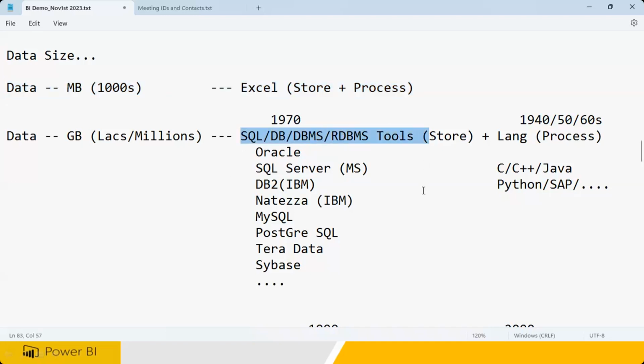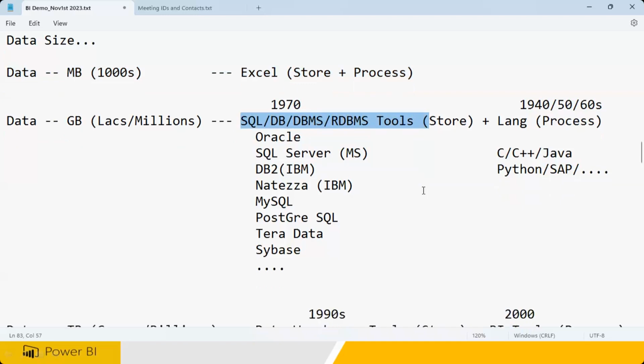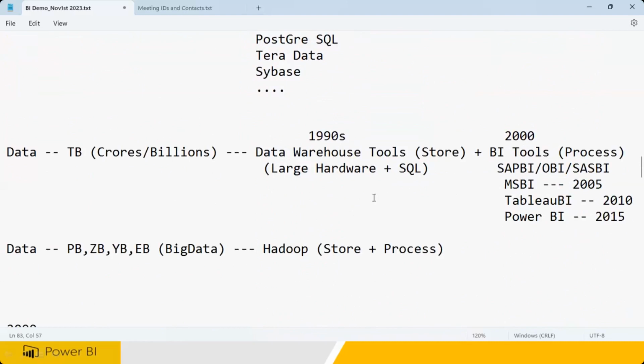I want to go to Dubai or the US. Can I go by a car or the train? No, no. I have to use a flight. When the data is terabytes, we are going to use data warehousing tools. Clear? Now, I want to go to the moon or Mars. Can I go by a flight? No, I have to use a rocket. Rocket is your Hadoop. So when the distance is more, we change the tools. You cannot say that I will use Hadoop everywhere, even though Hadoop can store unlimited data.